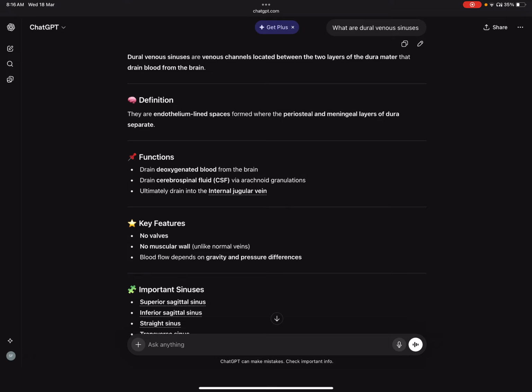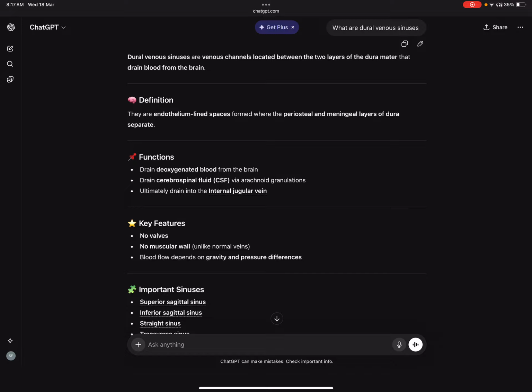Now, the function is that this drains blood from the brain, not just blood, but it also drains the CSF, which is the cerebrospinal fluid. Majorly it drains the blood from the cerebral veins, but also the diploic as well as the emissary veins. These are the three vessels from which it takes the blood, and then it ultimately drains it into the internal jugular vein. So that's a very important point.